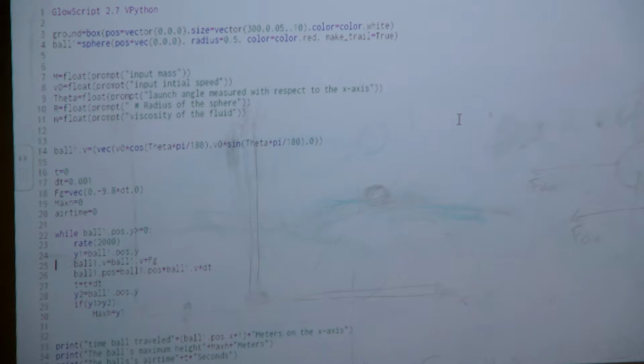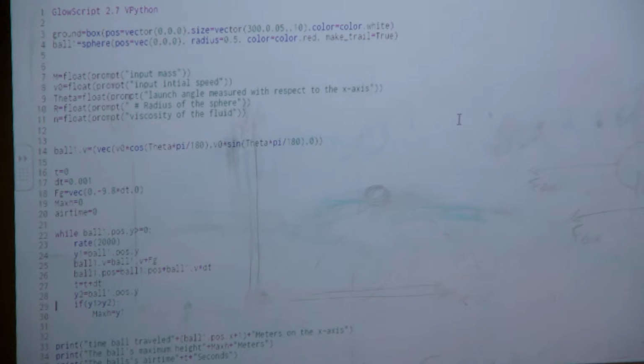We got our ball.v, which needs to be a vector, and we need to know where it's going. So that's what that means. And for our time, it needs to be times the change of time.